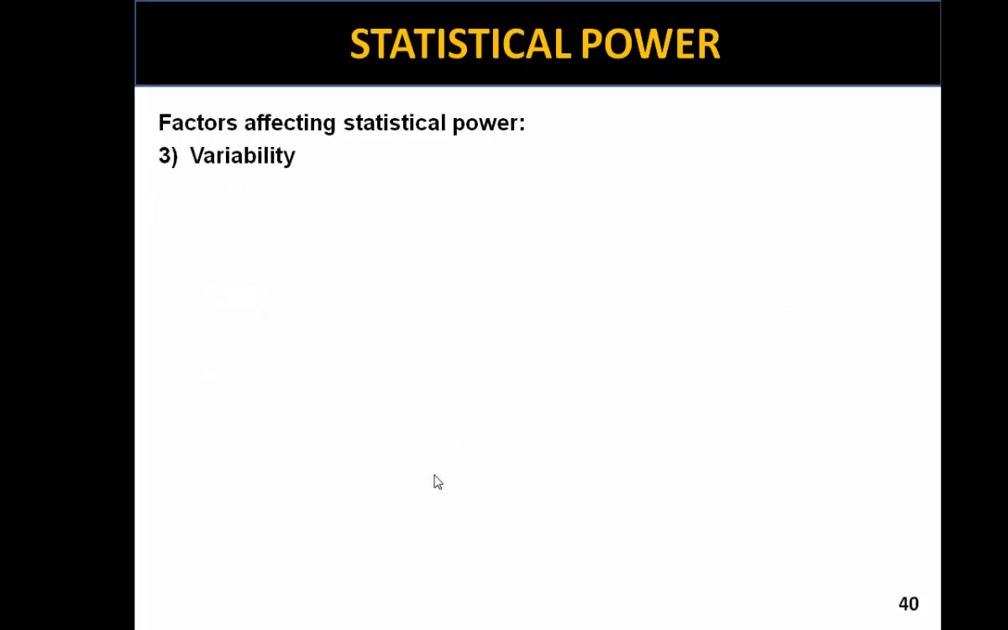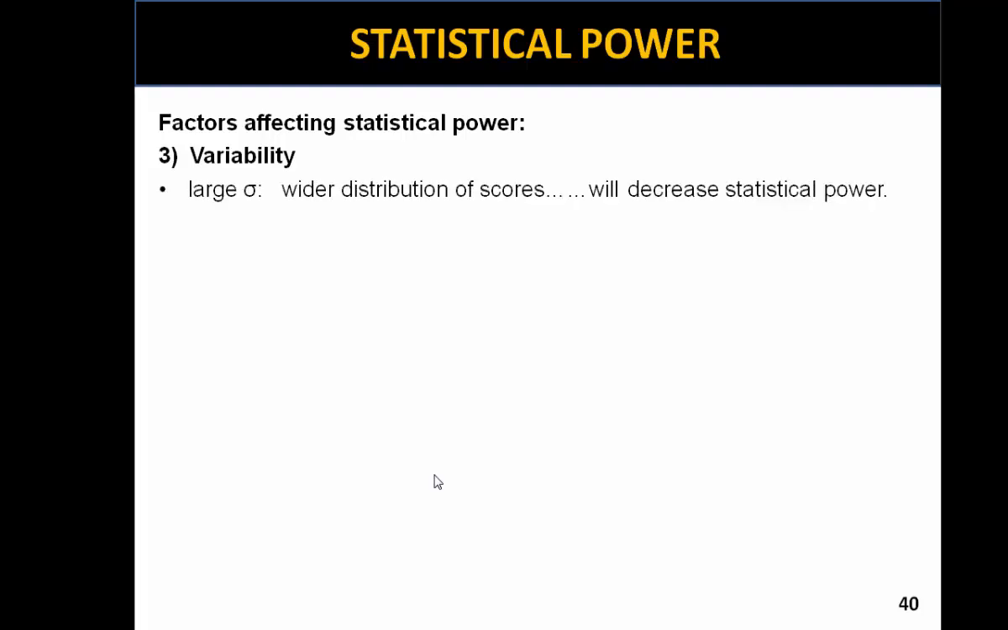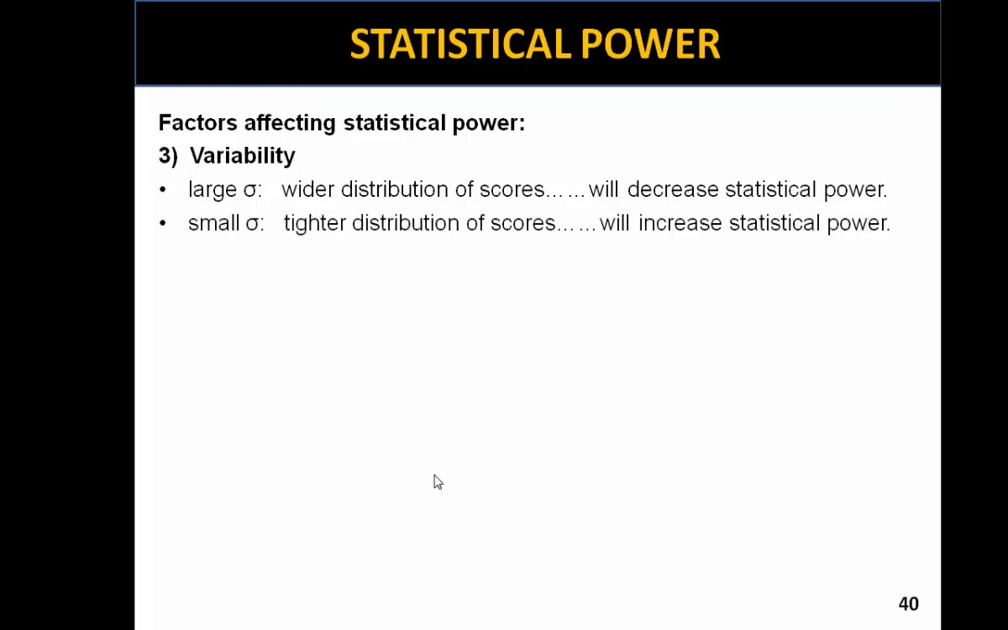The third factor affecting statistical power, that was alluded to in part 2, is the variability. And so the larger the population standard deviation, the wider the distribution of scores, and that will decrease statistical power and the probability of detecting a difference between two groups when it truly exists. Alternatively, a smaller level of variability will generate a tighter distribution of scores, which will increase statistical power.